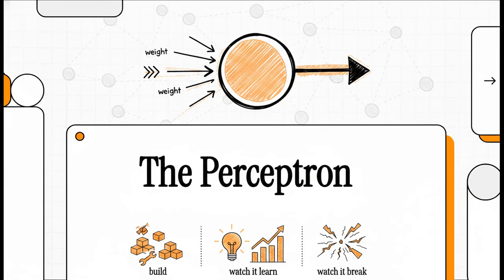All right, let's jump straight into this explainer. Today, we're exploring the absolute foundational building block of artificial intelligence, the single artificial neuron. If you really want to understand how massive, complex, deep learning models work under the hood, you've got to start right here. We're going to build a perceptron from scratch, watch it learn, and then, quite dramatically, watch it break.